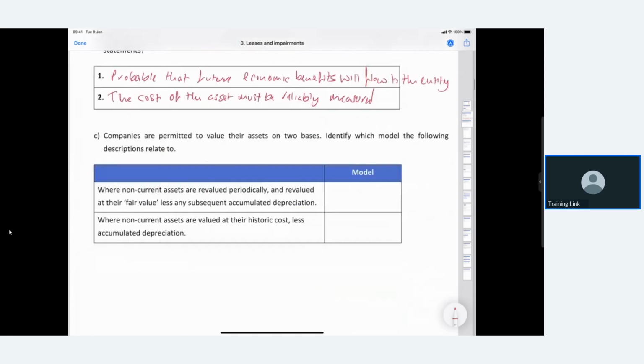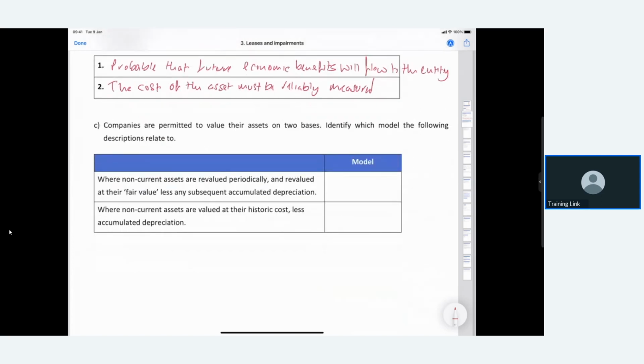C then, companies are permitted to value their assets on two bases. Identify which model the following descriptions relate to. Where non-current assets are revalued periodically and revalued at their fair value less any subsequent accumulated depreciation, i.e., they are looked at, revalued, and then from that point onwards you would continue to depreciate them. That would be what we call the revaluation model.